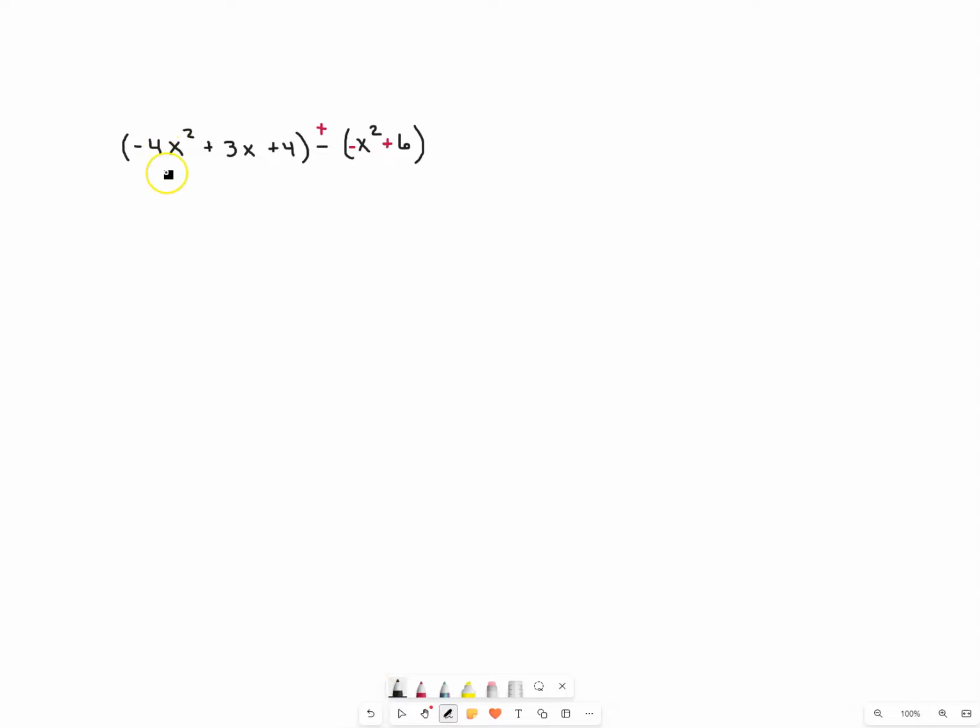So that's going to give me negative 4x squared minus another 1x squared, which is negative 5x squared. And I don't have any other term that just has an x in it, right? So that's going to be brought down, plus 3x. And then finally, I've got positive 4 plus 6, right? So 4 plus 6 would give you 10. And this is the answer.